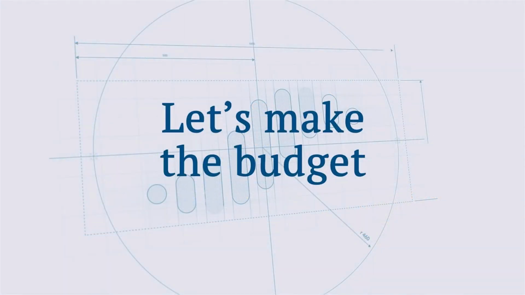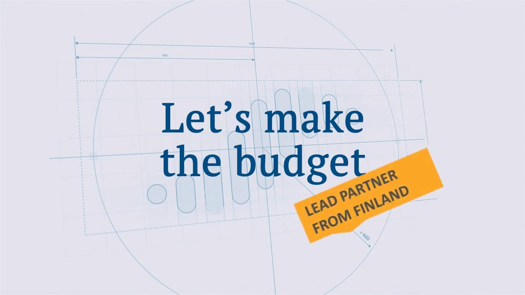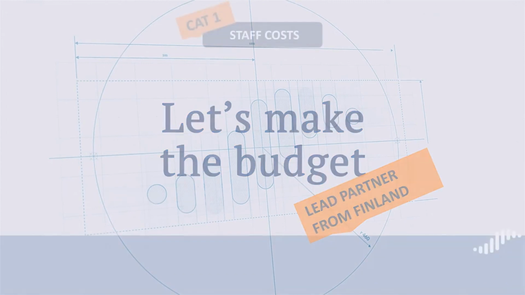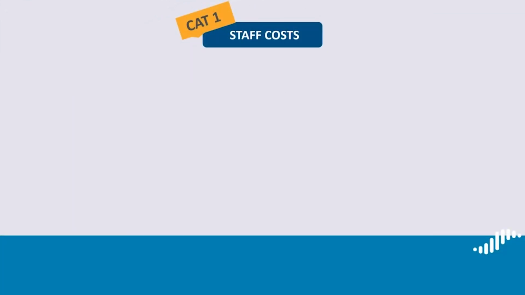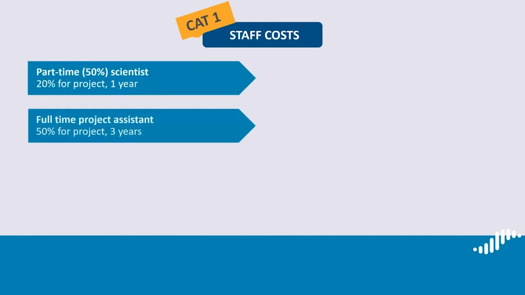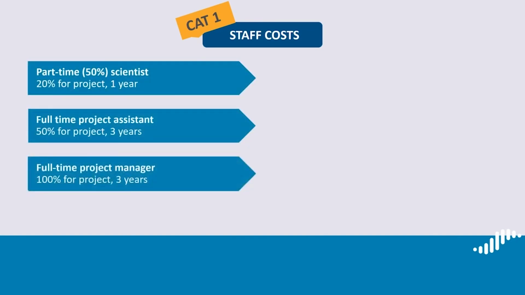Now we will show you how to calculate your budget. As an example, we will take a lead partner from Finland. We begin with the staff costs. We will show you the calculation steps for 3 different positions: scientist, assistant, and project manager. Let's calculate the staff costs for the scientist together. Your scientist is a half-time employee working for 20% of the project for 1 year of project implementation.